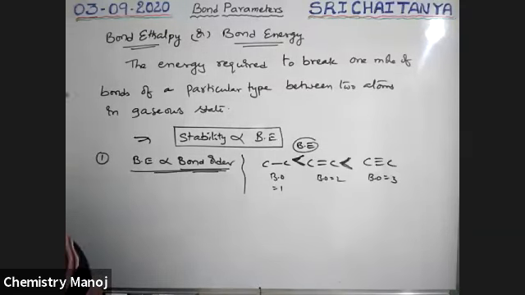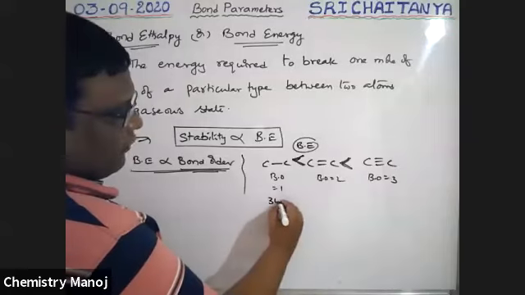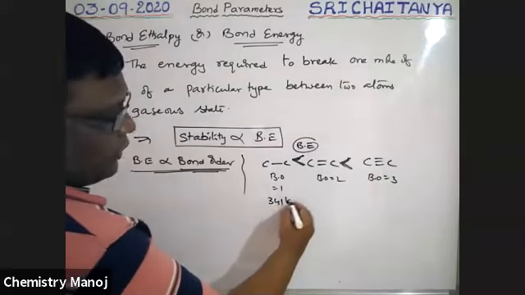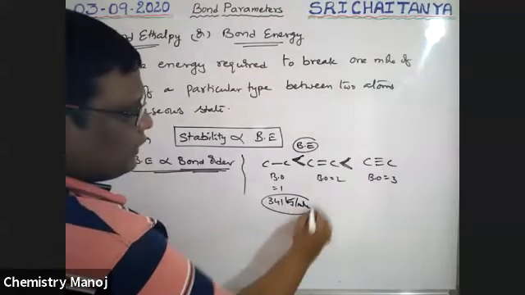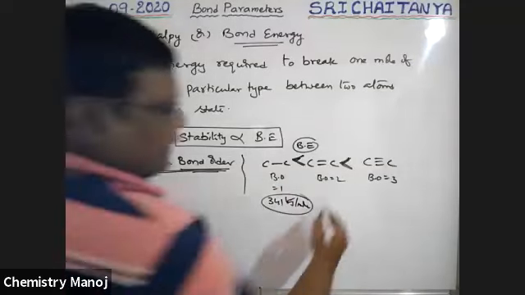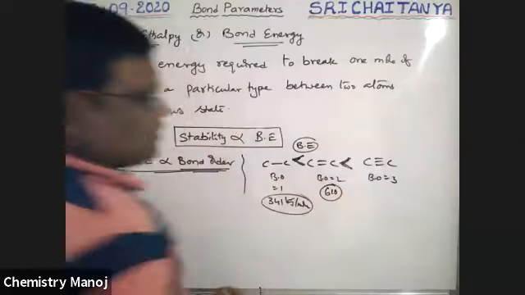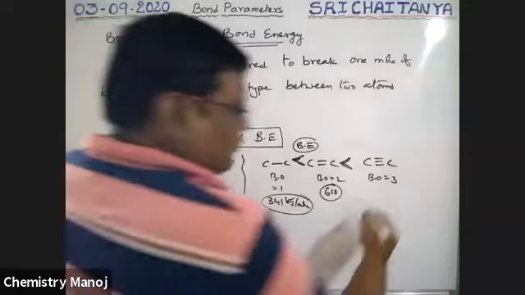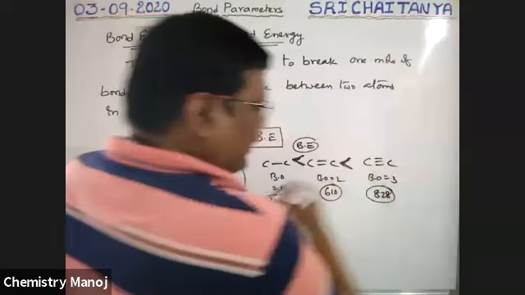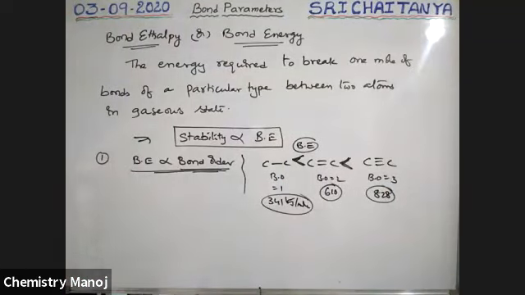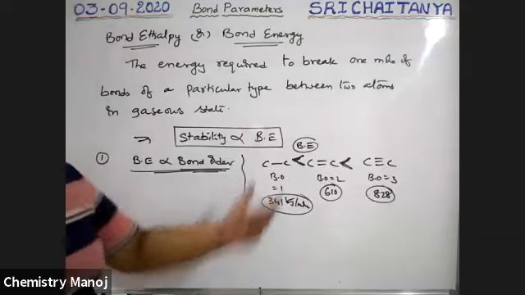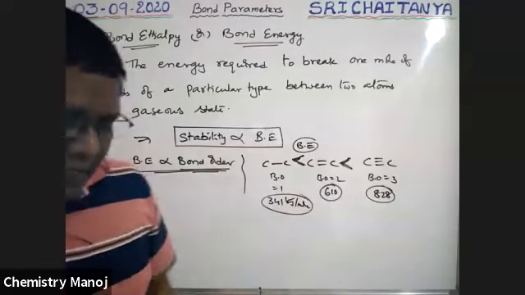How much, sir? Here 341 kilojoules per mole is required. For the next, 610 kilojoules per mole is required. Now 828 kilojoules per mole is required. That means as the number of bonds between the atoms increases, bond energy increases. So it is the best example to explain bond energy as the number of bonds increases.